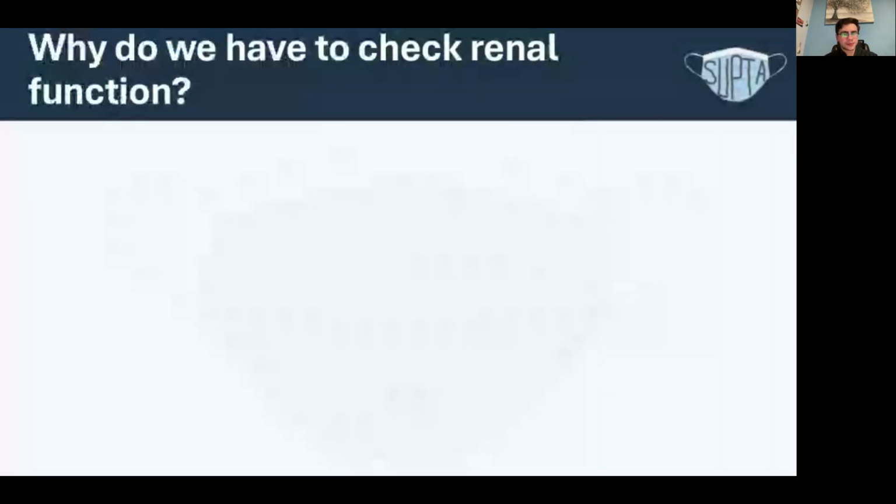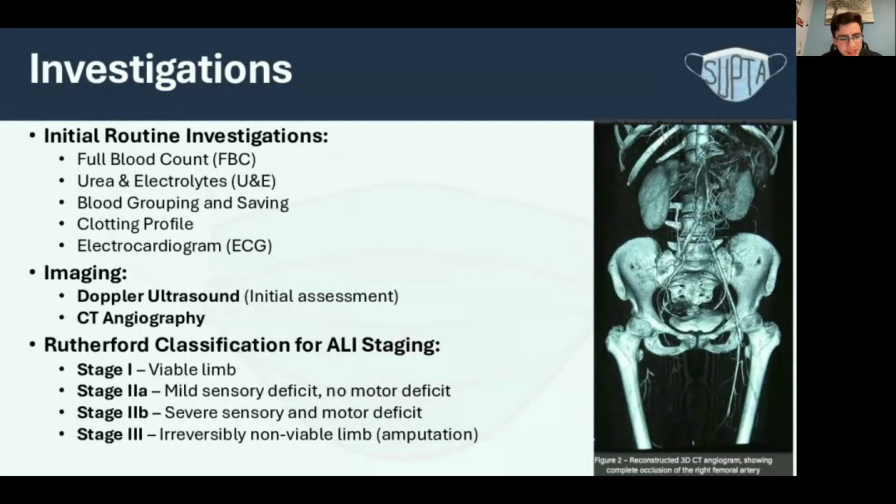Okay. So now we've done the initial routine investigations, the majority of them bedside ones. Now we're going to move to imaging. One of them will be the definitive diagnostic investigation that you do to say, okay, this is 100% acute limb ischemia. So the first thing that we do is Doppler ultrasound.